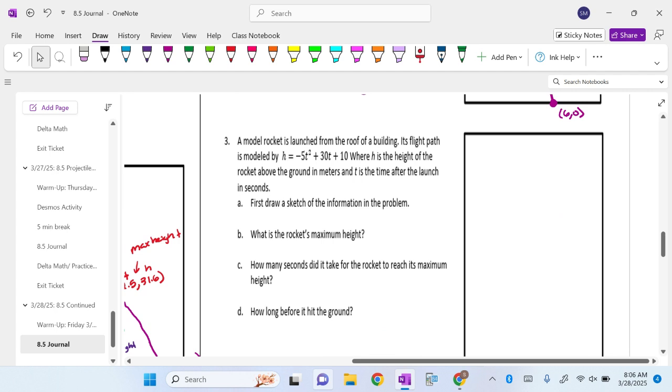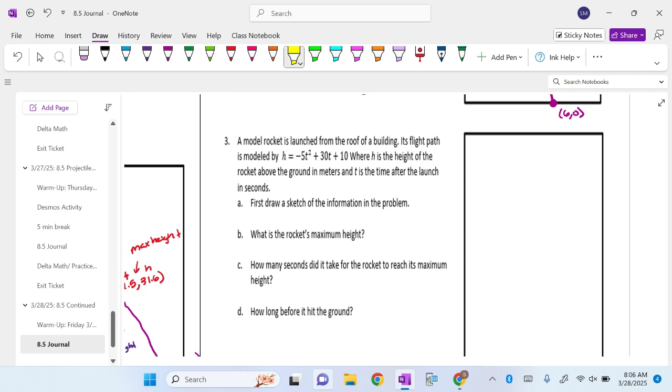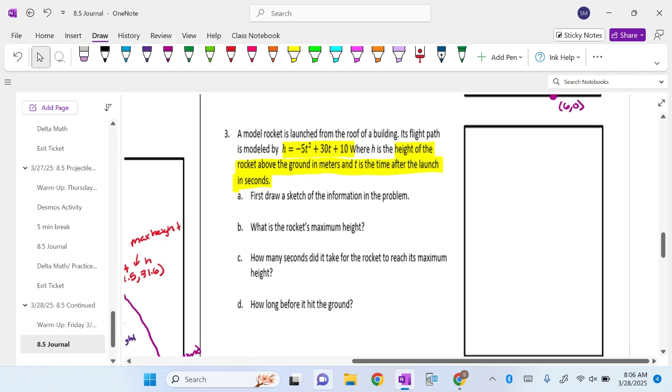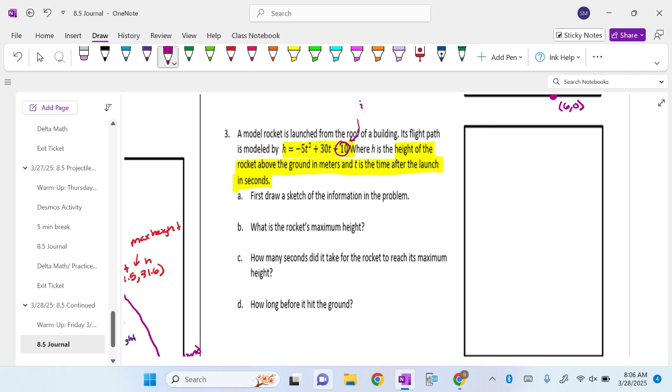So we'll just model this first, and then I'll have you guys find the answers to it. So, a model rocket launched from the roof of a building. The flight path is modeled by this function. H is the height of the rocket above the ground in meters, and T is the time in seconds. So first off, if I was to sketch this picture, what is the rocket's initial height? 10 what? Feet. Because we get that right here. So this is the initial height. So the building that was launched off of was probably 10 feet tall.